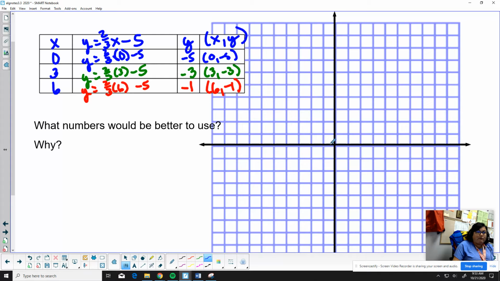So 0, -5 would be sideways 0 and down 5. 1, 2, 3, 4, 5, right there. And then 3, -3 is right 3 and down 3. And 6, -1: 4, 5, 6, down 1. And that makes a straight line, so I know I'm right. Making that straight line is kind of like my check to make sure that I know what I'm doing and that I am correct.